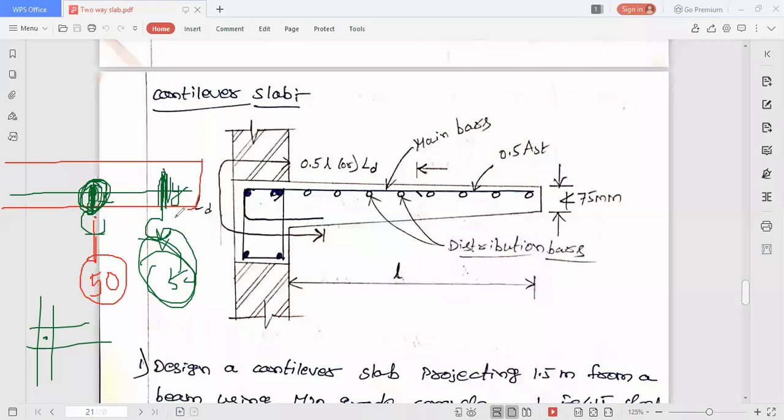Okay, this is the formula. And to calculate LD, that we will discuss later. There is a formula for calculating LD that is there in the code also, that we will discuss later. Now the condition is, here it is a cantilever slab, right? This is a cantilever slab and this straight bar is provided to resist the tension, and up to the face of the support this bar is important for taking the tensile stresses.